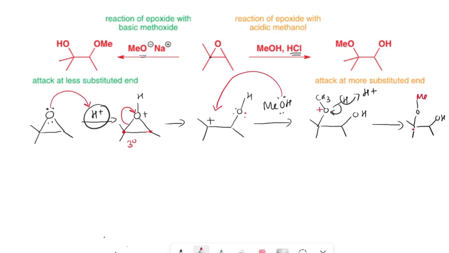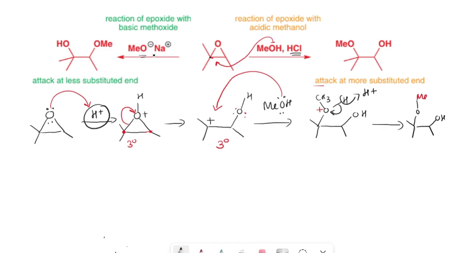So you see the carbon is attached to the OMe, right? So this is nothing but a secondary alcohol. So here the methoxide is attacking, right, ultimately at the carbon where there is more substitution. So this is how you can remember. And why does it happen so? Because of the stability of the tertiary carbocation.